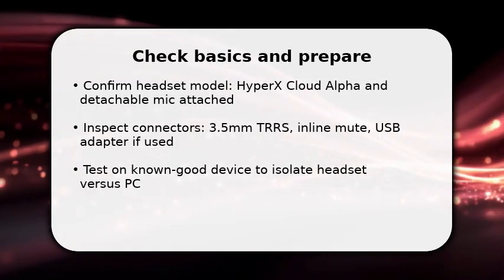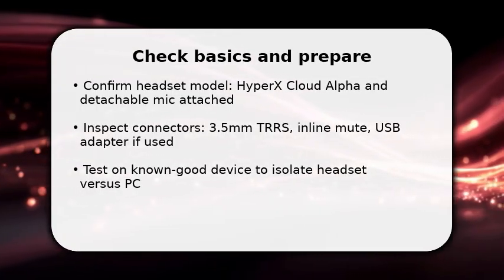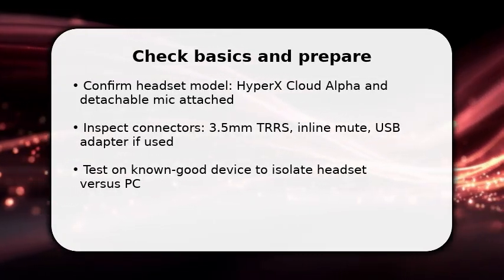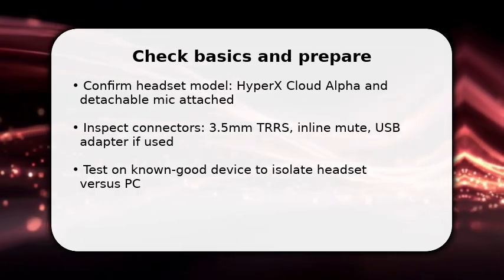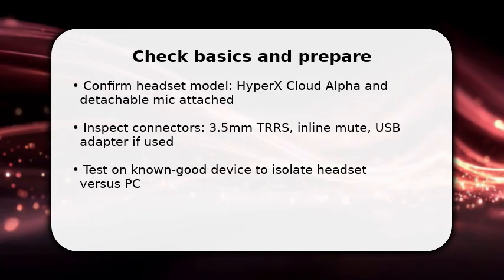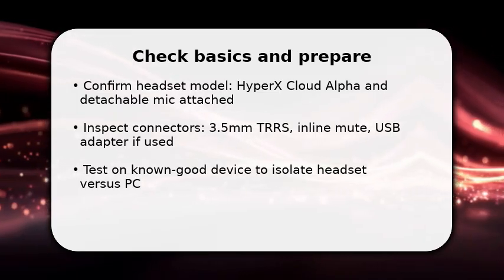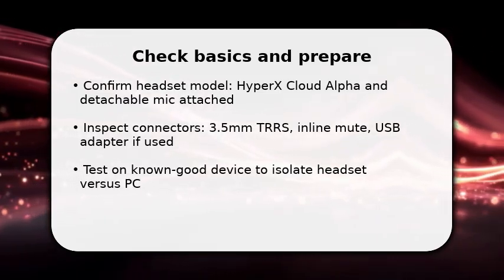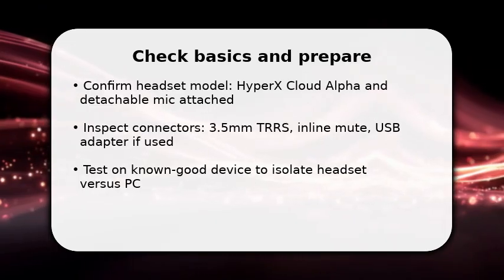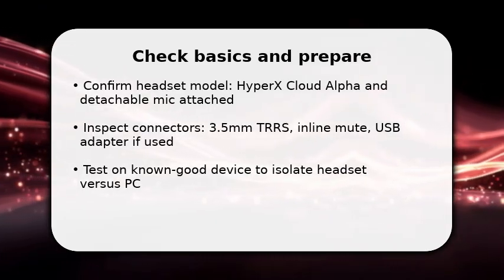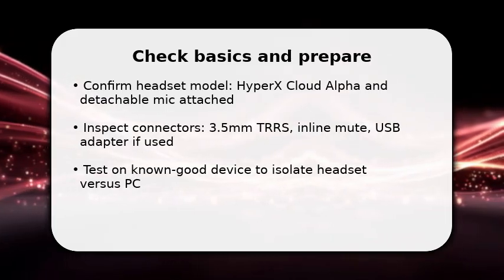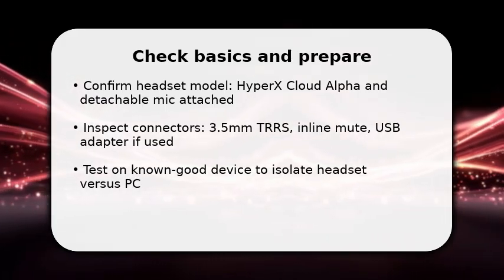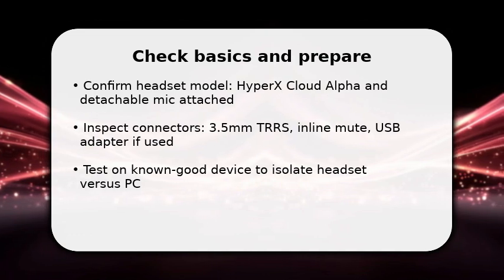You start by eliminating obvious faults quickly. Verify you have a HyperX Cloud Alpha with the detachable boom mic and check the connector type. Once done, inspect the mic jack and plug for dirt or bent pins because physical contact is the most common failure. Plug the headset into a phone or another PC to determine whether the issue is the headset or your computer. This comparison narrows down your next steps and prevents wasted driver troubleshooting.